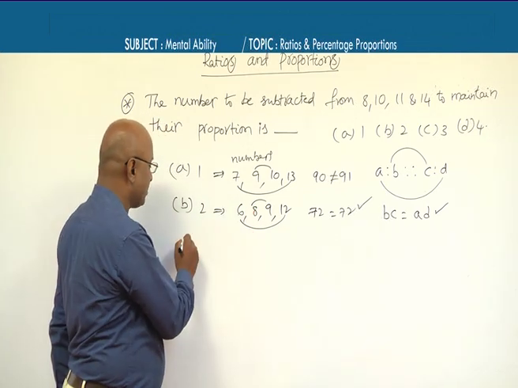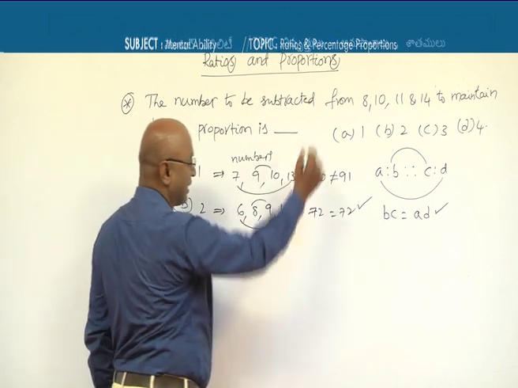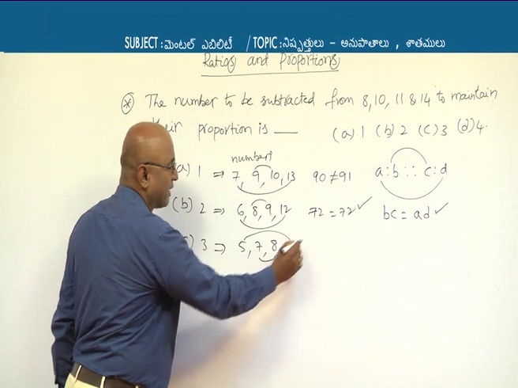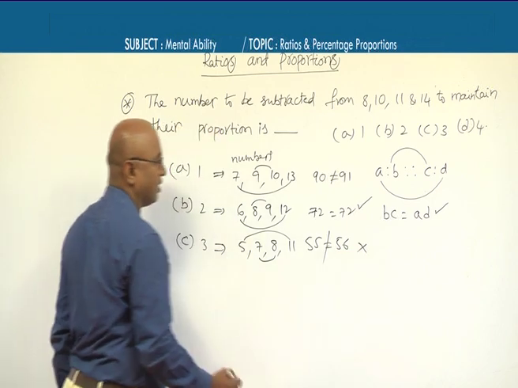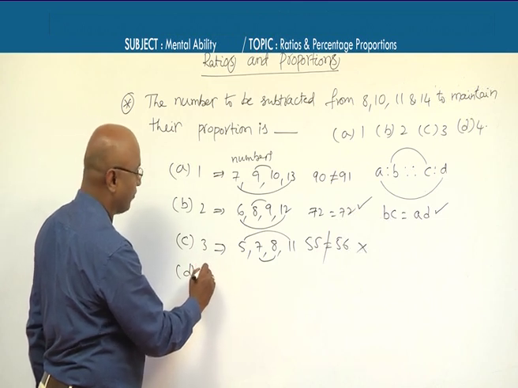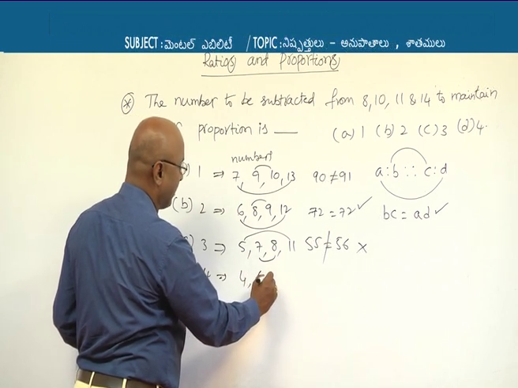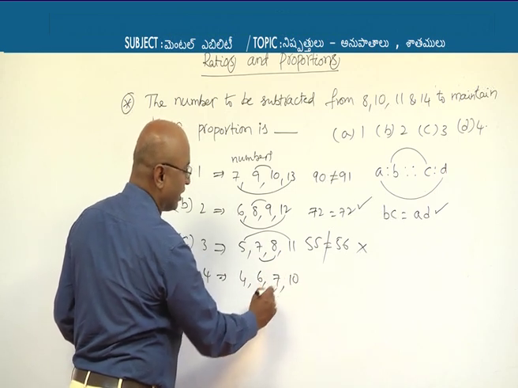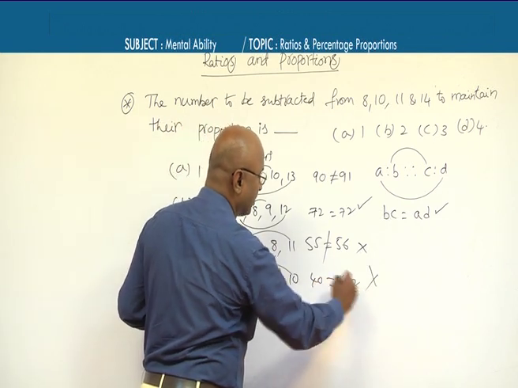అట్లాగే C is equal to 3 అనే ఆప్షన్ కనుక తీస్తే 8 మైనస్ 3 5, 10 మైనస్ 3 7, 11 మైనస్ 3 8, 14 మైనస్ 3 11. ఇప్పుడు 11 5లు 55, 7 8లు 56. So it is also a wrong option. And D, కనుక తీస్తే 4, 8 minus 4 is 4, 10 minus 4 is 6, 11 minus 4 is 7, and 14 minus 4 is 10. 4 10s are 40 and 6 7s are 42. So it is also wrong.